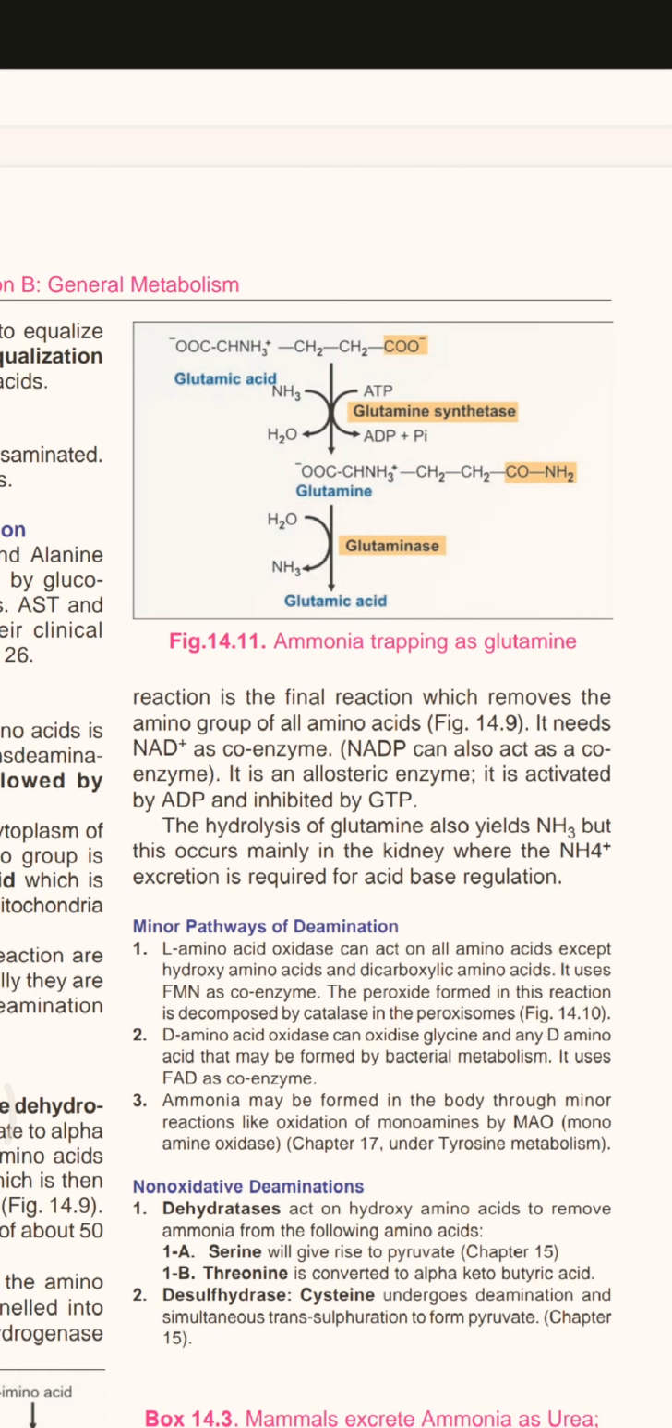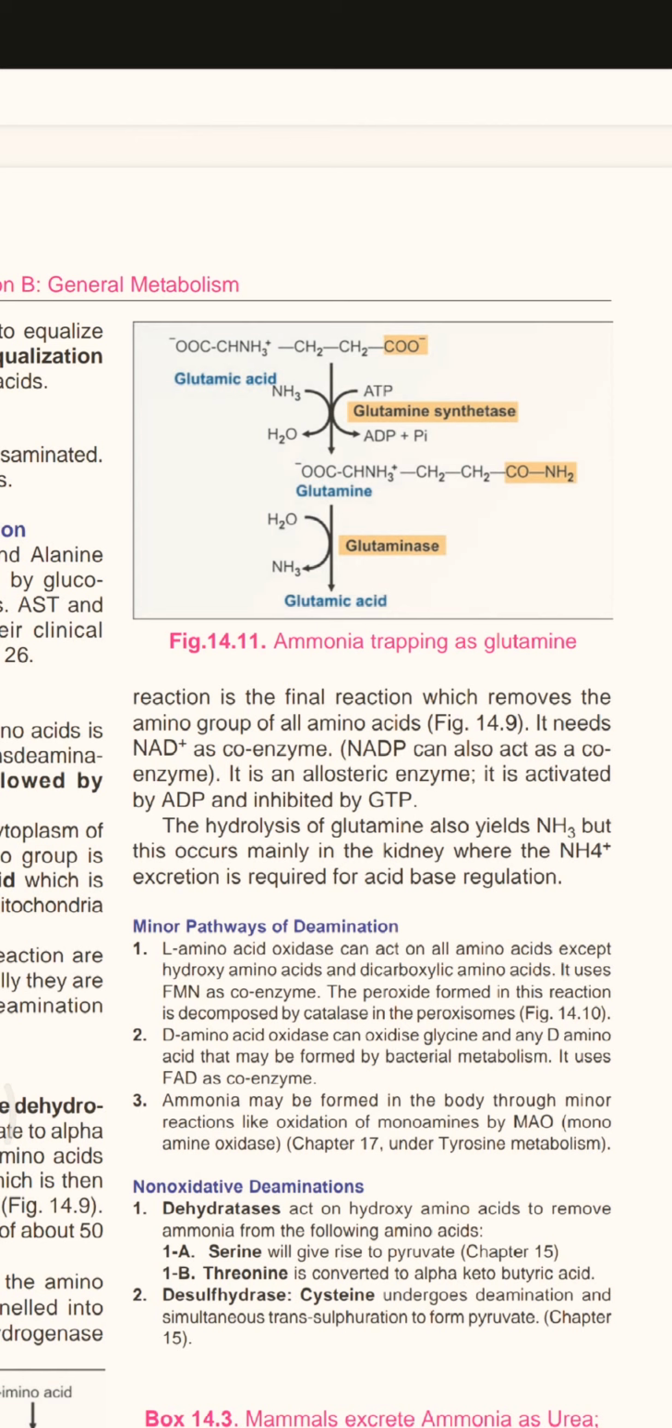Now final disposal. The ammonia from all over the body will reach the liver, then it will be detoxified to urea by the liver cell, and then finally it will get excreted through kidney. Urea will be the end product of protein metabolism. So this needs to be remembered that urea is the end product of protein metabolism.